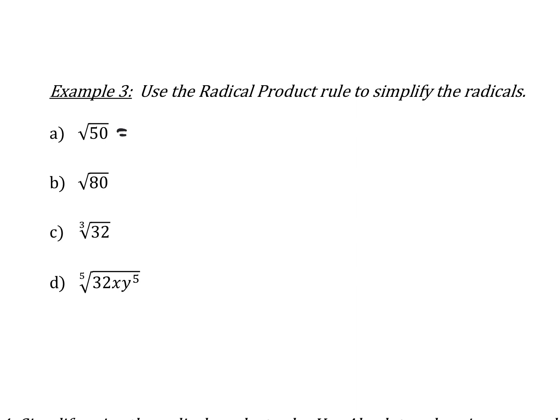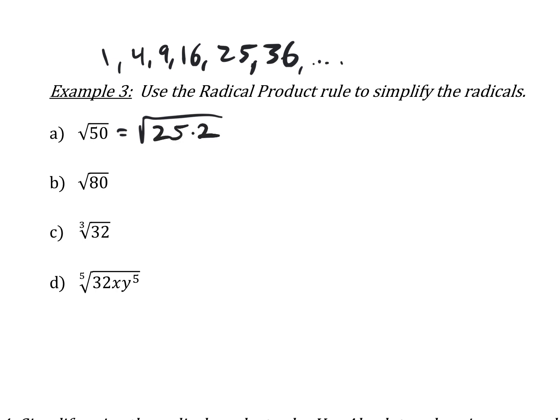So the first thing we're going to do is break it up. We're going to look for a perfect square that goes into this. Now remember, our perfect squares are 1, 4, 9, 16, 25, 36, so on and so forth. Now, we don't care much about 1. We're going to start with these ones. Do any of these multiply into 50? Well, one of them does, right? 25 does. So we can break this into 25 times 2.